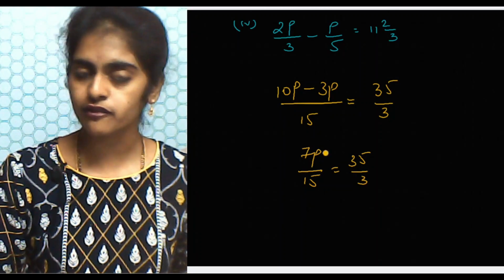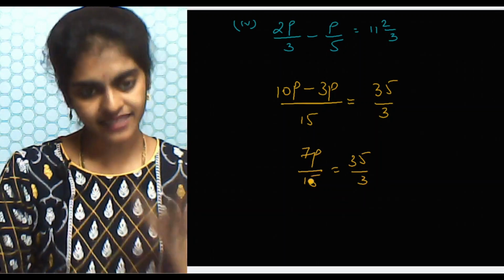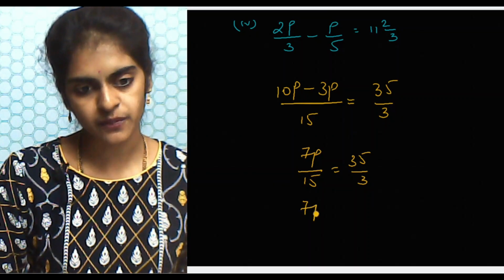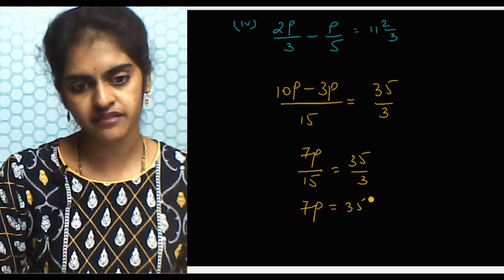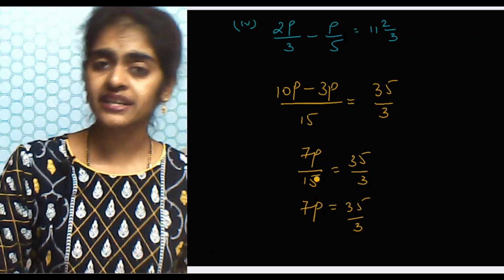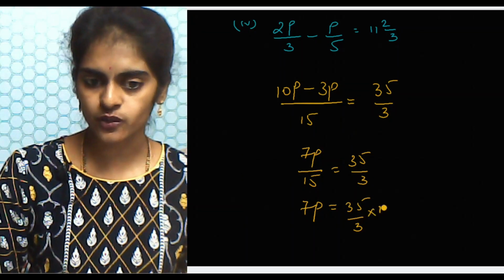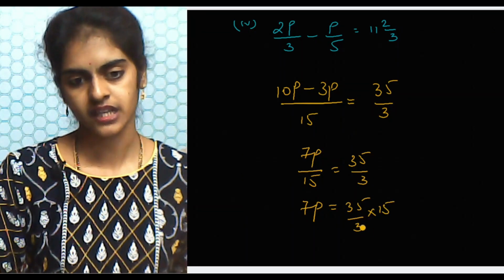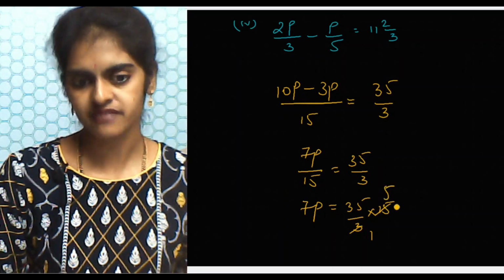So I want the value of p, isn't it? So let me firstly send 15 to the other side. So it becomes 7p is equal to 35 divided by 3. 15 is in division. Transposing it to RHS, it becomes multiplication. So now 3 ones are, 3 5s are 15.